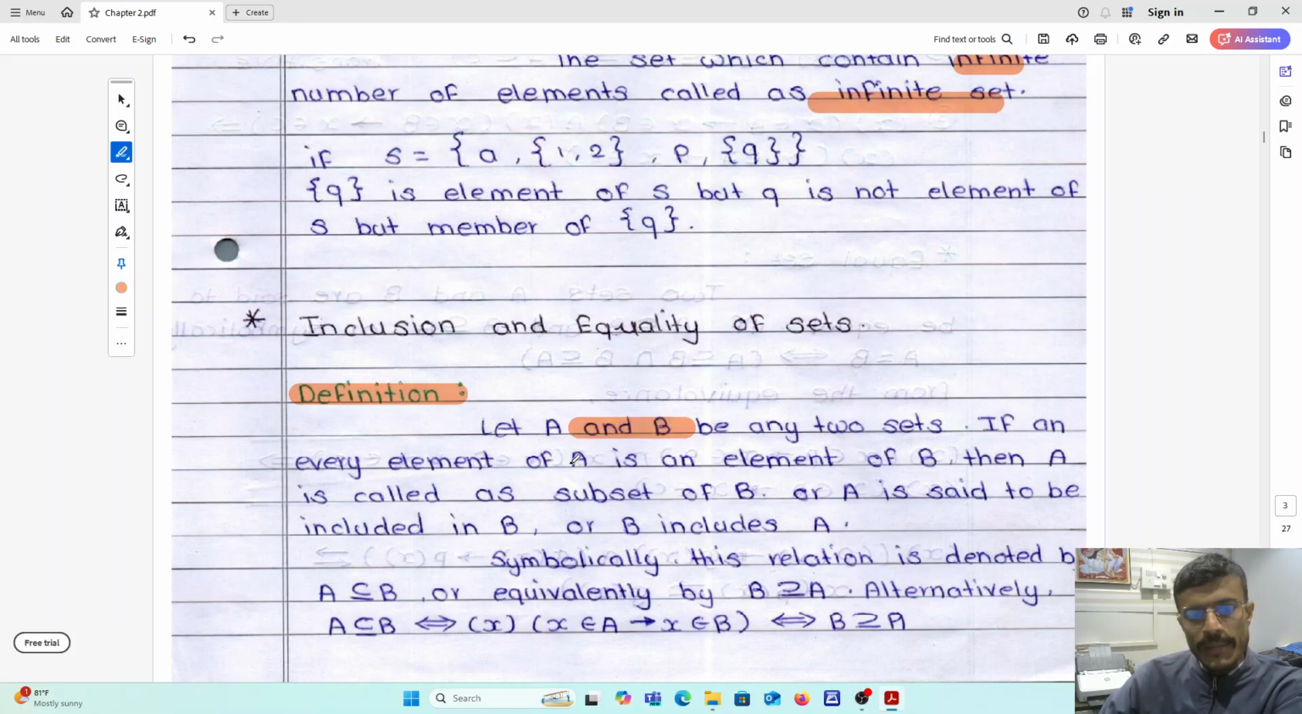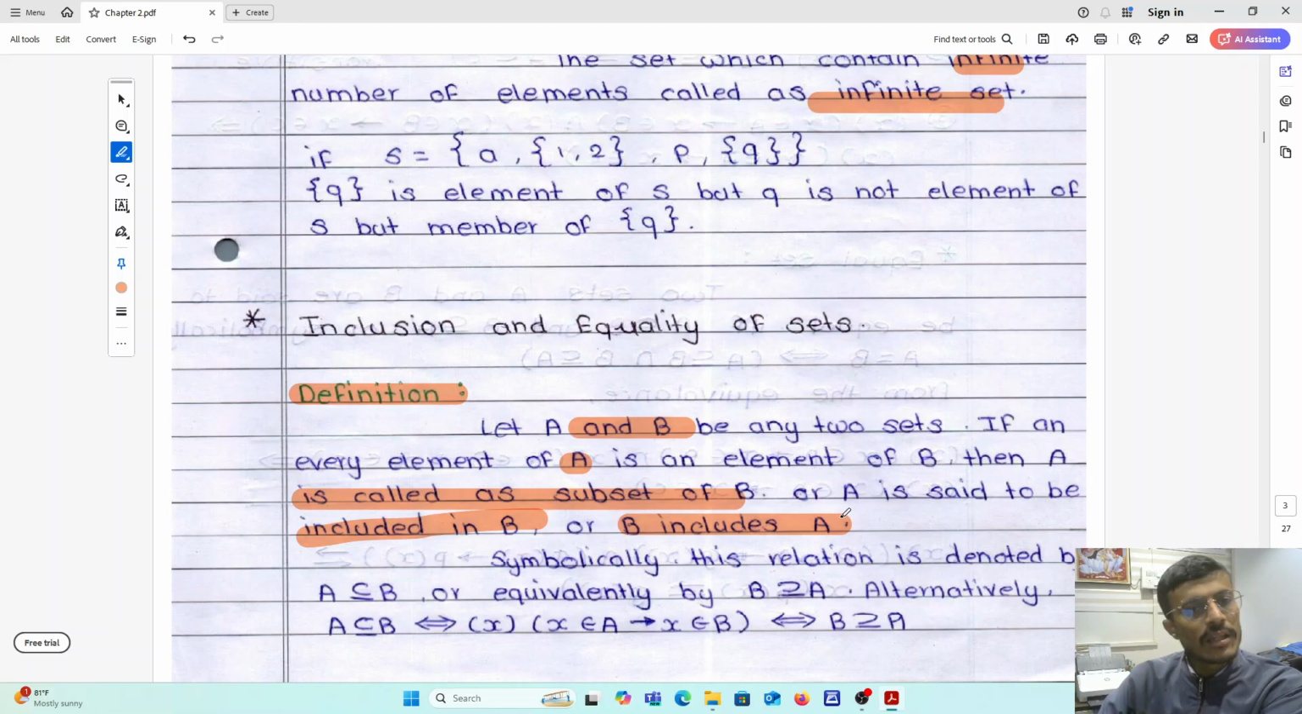If every element of A is an element of B, then A is called a subset of B, or A is said to be included in B, or B includes A. Fine. So that is the definition of inclusion. That is the definition of inclusion. Means what they have given.